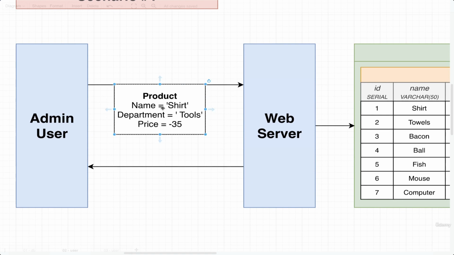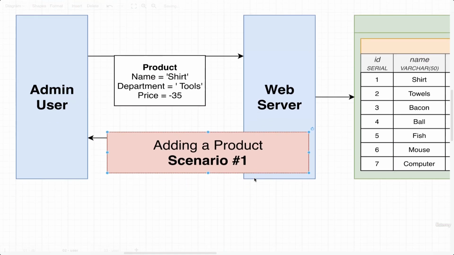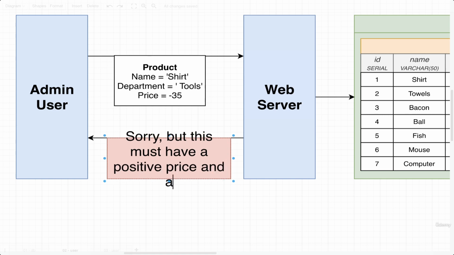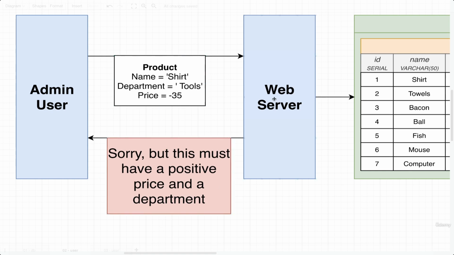A very common solution for this would be to implement some validation at the web server level. So our web server, which might be written with JavaScript or Python, who knows what, might do some validation, make sure that this product that's coming in has a name, department, a price that is a number and positive, and a weight as well. And then if it fails any of those checks, we might send some kind of error back to whoever is making the request and say, sorry, but this must have a positive price and a department. And so we've captured this entire validation step at the web server and immediately sent a response back to this admin user.